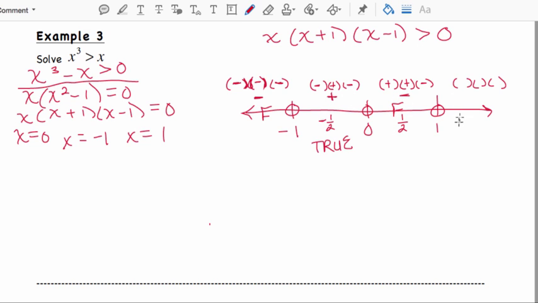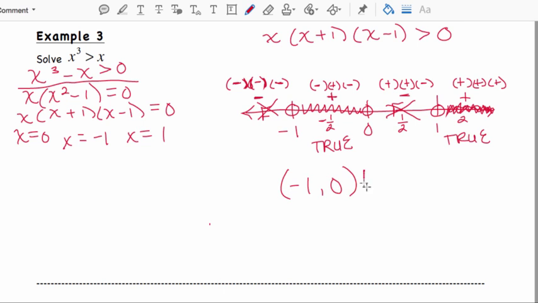Okay, then finally in the last section, let's go ahead and plug in a 2, and I get positive, positive, positive, and my overall result is going to be positive, and that's true over here in the last section. So that interval didn't work, that interval didn't work, this worked in between, and this worked at the end. And so our final answer is going to go from -1 to 0, not including the endpoints, unioned with 1 to infinity.